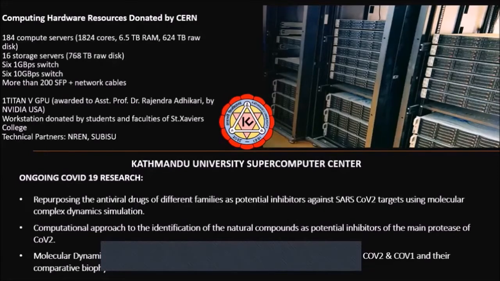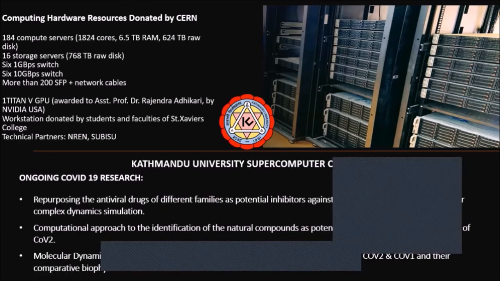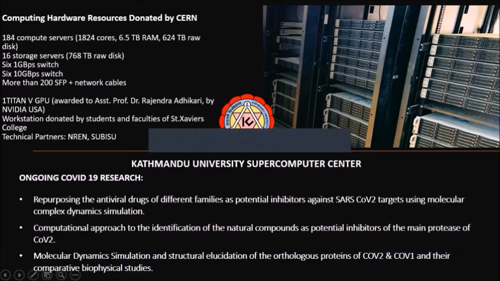Likewise, our technical partners are NREN, and Subisu is providing the center with free internet facility. Some of the research that we've been going through is repurposing of antiviral drugs of different families and potential inhibitors against SARS-CoV-2 targets using molecular dynamics simulation. We've also been working with different natural compounds, altogether around 40 compounds. We've also been doing structural elucidation studies of different orthologous proteins of different families of CoV1 and CoV2. Would you go to the next slide, please?